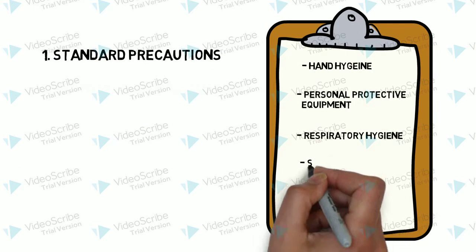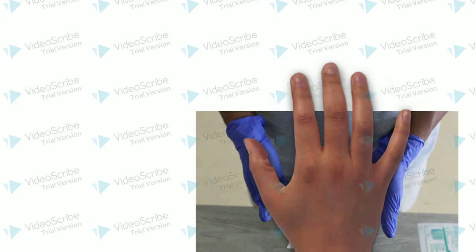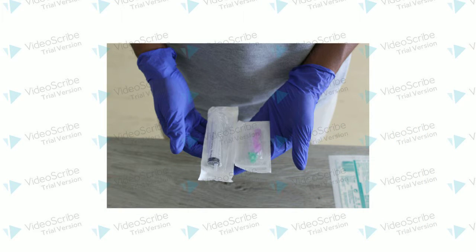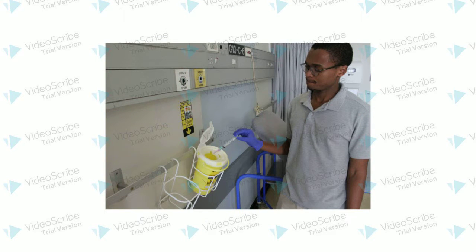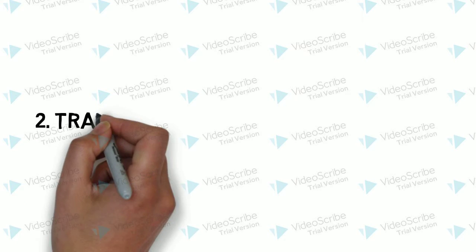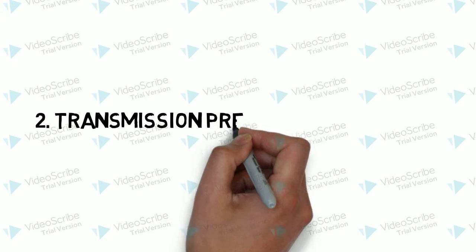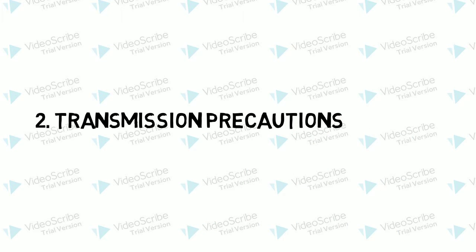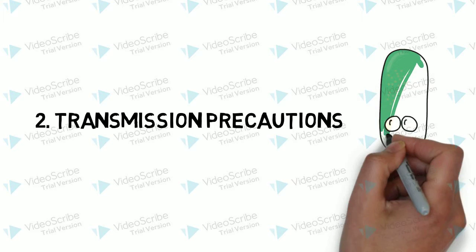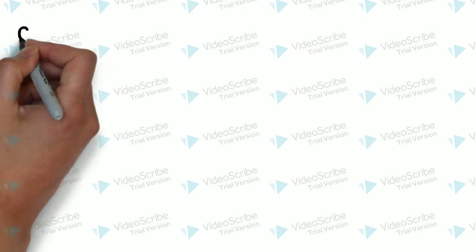Safe injection practices include the use of a new needle and syringe for every injection, never recapping used needles, and ensuring safe disposal of needles into a sharps container. Standard precautions are supplemented by transmission-based precautions when patients are suspected or known to be infected with a highly transmissible organism. There are 3 categories of transmission-based precautions.